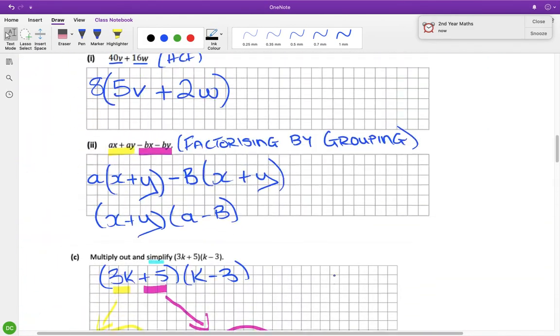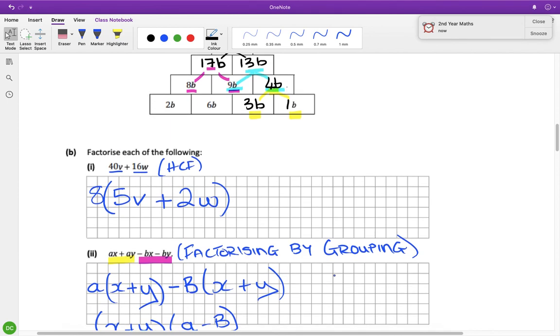Okay, so we spent so much time doing so much of that before the mocks, especially the factorizing, the simultaneous equations. You will not get away with a paper without doing factorizing, simultaneous equations, solving linear equations. It will definitely be on the paper. So just take a bit of time to make sure you understand all this. All right.